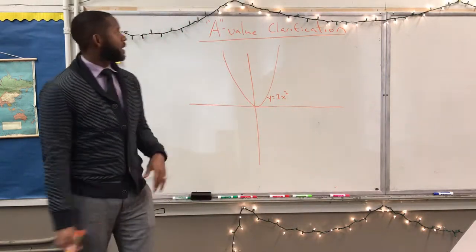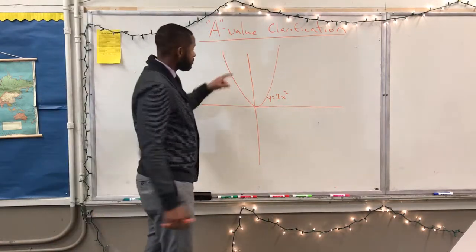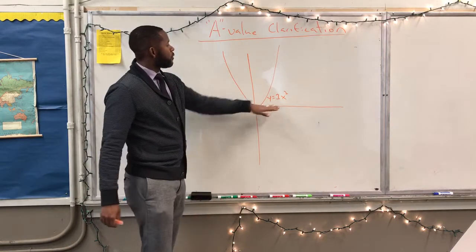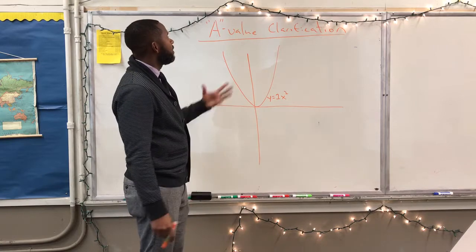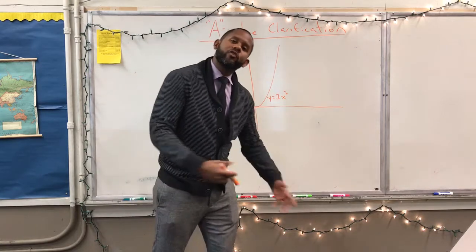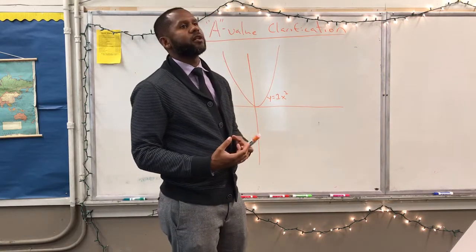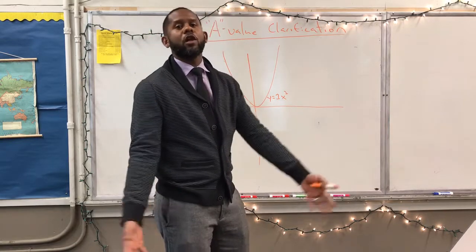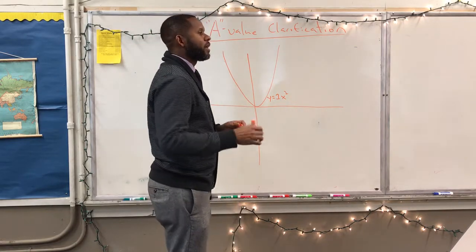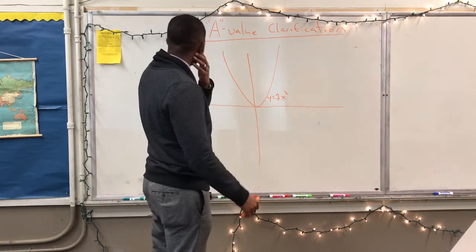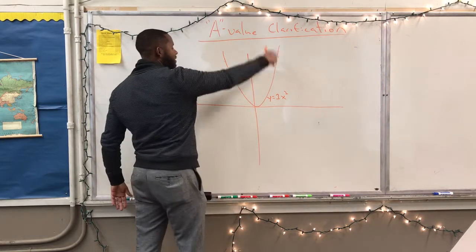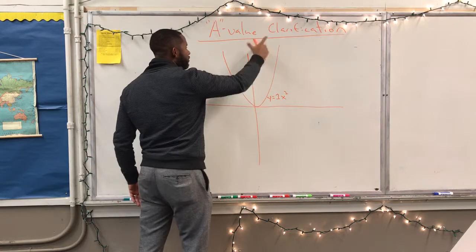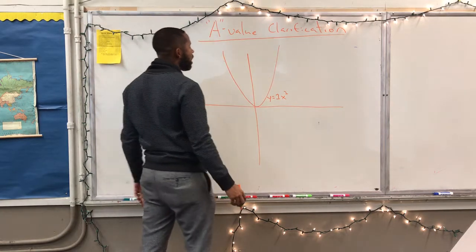A value clarification. All right, get this down. So here's our regular quadratic, y equals x squared. The a value, we just wanted to make sure you understood what we were talking about when we were talking about if it grows fast or if it goes slow, and if the a value is positive or negative. So this is our basic equation, y equals x squared. Everything is based off of this, all right?